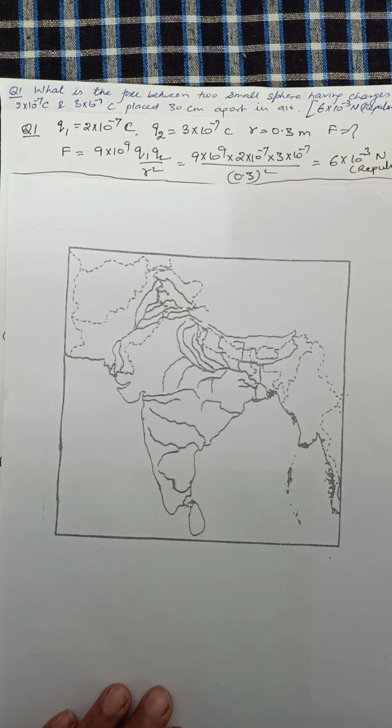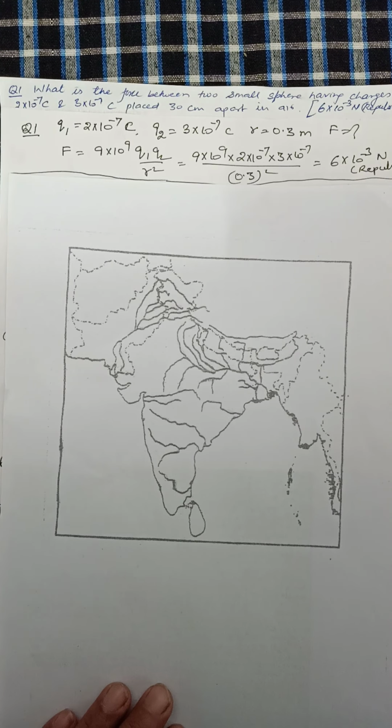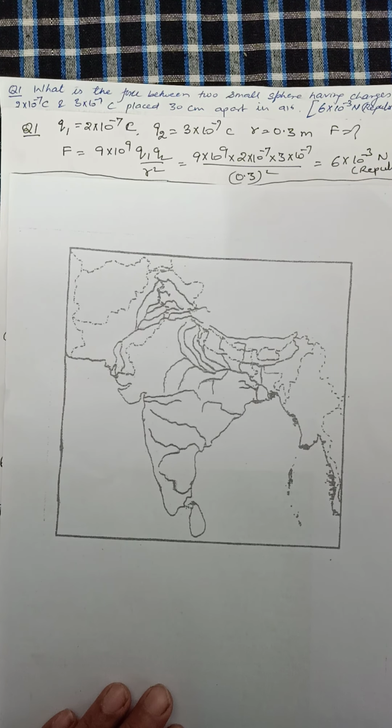Put the values and solve. It will be 6 × 10⁻³ Newton. It will be repulsive because both the charges are positive. If the sign is not given, we take the charges as positive.